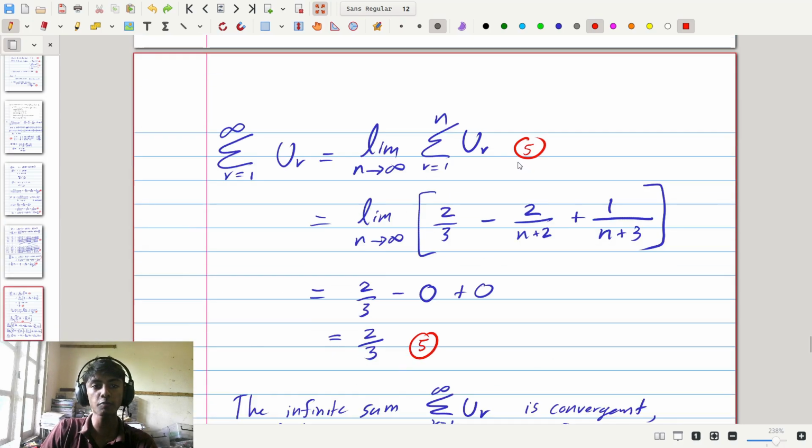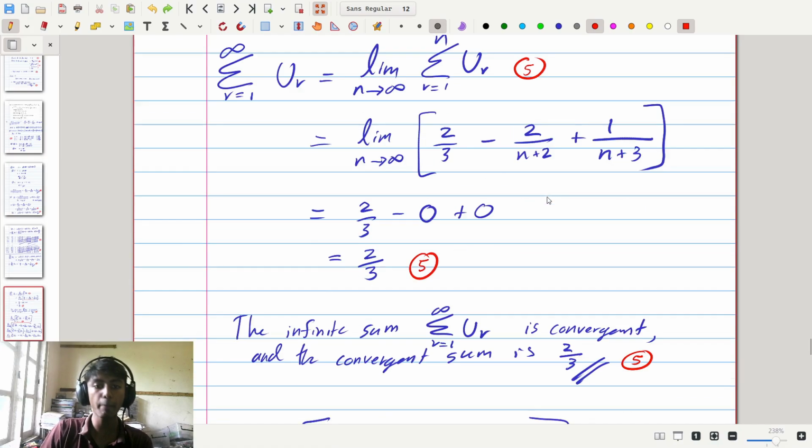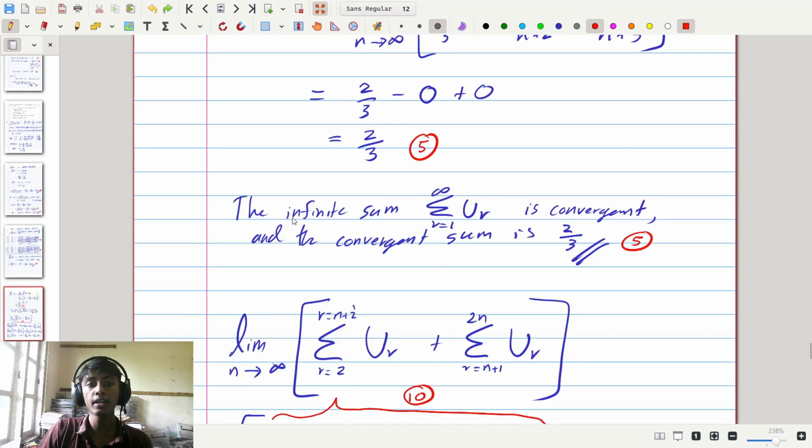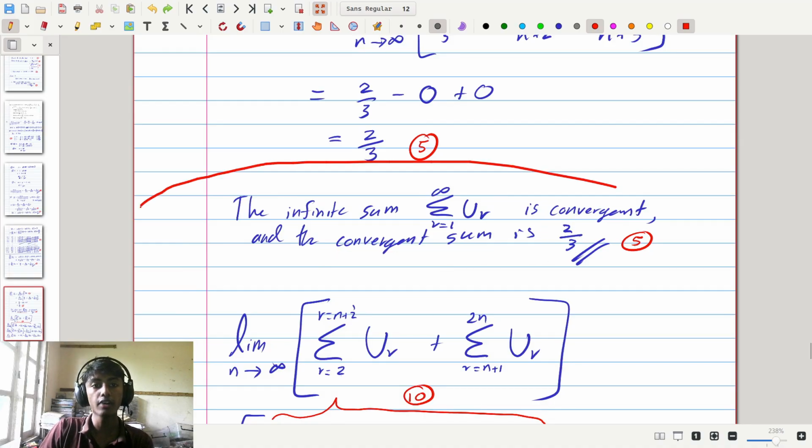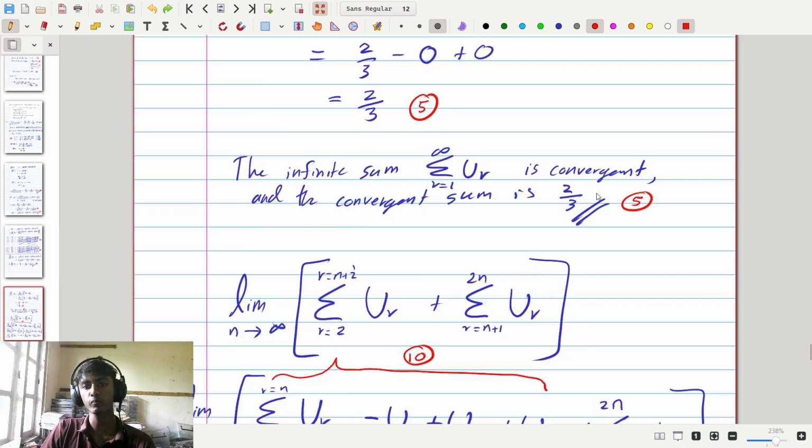Now after that, in the next part, when you then consider the sum from r equals 1 up to infinity and write it as being equal to the limit as n approaches infinity of the sum of r equals 1 up to n of u of r, for writing like this, you get 5 marks. After that, when you substitute, apply the limit, simplify, and get 2 over 3 as the answer, you get another 5 marks. And finally, when you then conclude that the infinite sum sigma r equals 1 up to infinity of u of r is convergent and say that the convergent sum is equal to 2 over 3, writing the statement gets you another 5 marks.